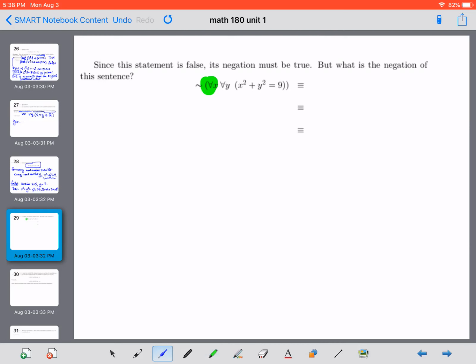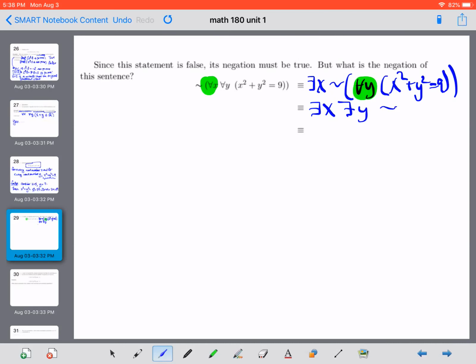I know that the negation of a universal quantifier would be an existential quantifier. So there exists an x, and now we still have to negate the rest of it: for all y, x squared plus y squared equals 9. Now how do I negate what's inside the parentheses here? Again, I've got a negation of a "for all" statement. This is just a single quantifier universal statement, and we've seen already that it's going to change to there exists a y such that the negation of the predicate holds.